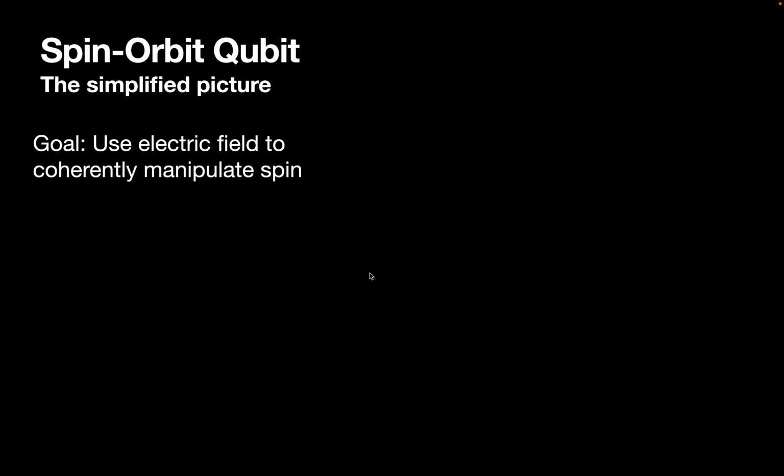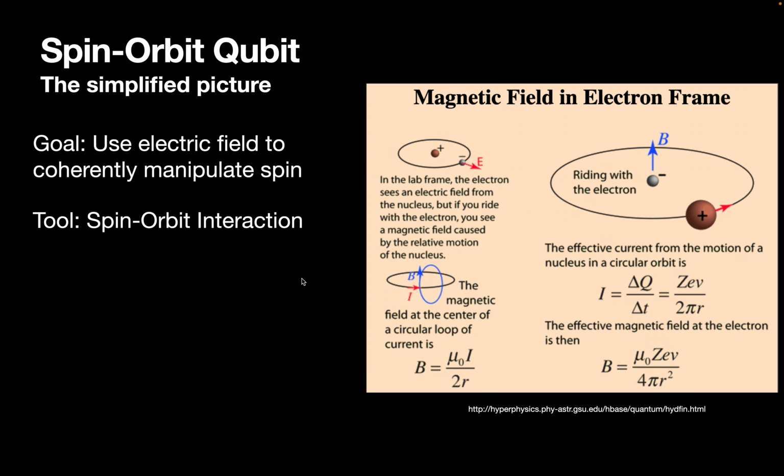The goal we have is to use the electric field to coherently manipulate spin, but spin doesn't directly couple to electric field, so we need an intermediary thing to help us, and that tool we're going to use is spin orbit interaction. Considering the simplest spin orbit interaction can give you an intuition about how control is done. Let's consider the fine structure of the hydrogen atom.